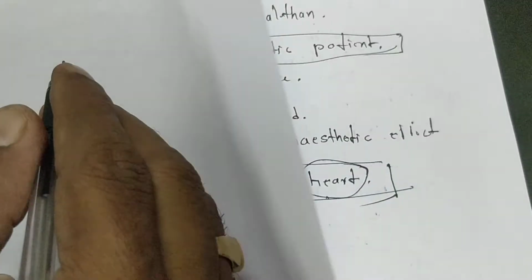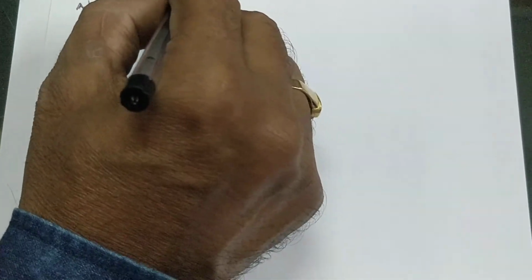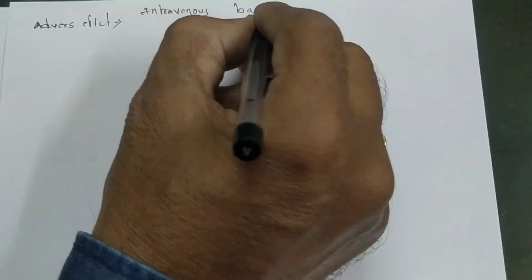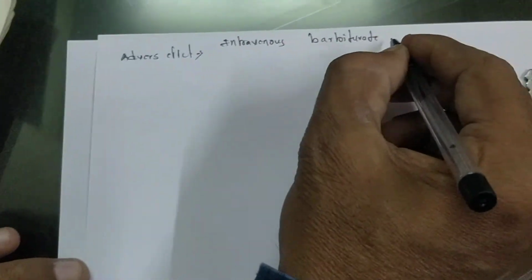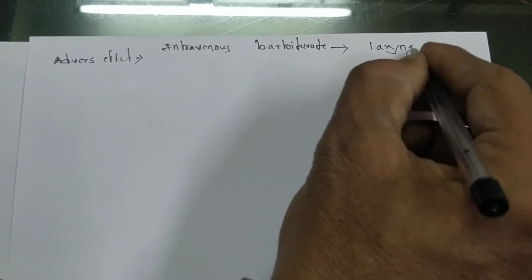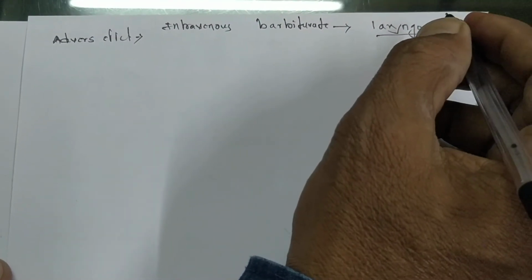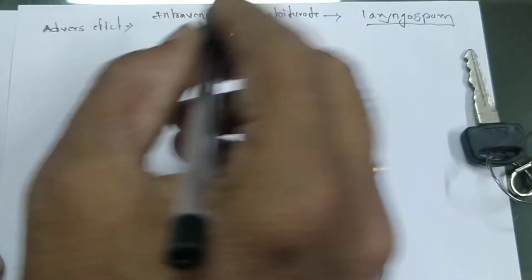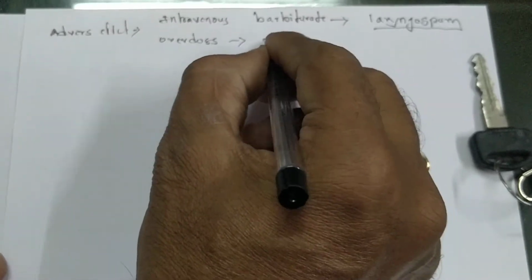Intravenous barbiturates, their adverse effects: laryngospasm, where the larynx goes into spasm. An overdose of intravenous barbiturate causes respiratory arrest.